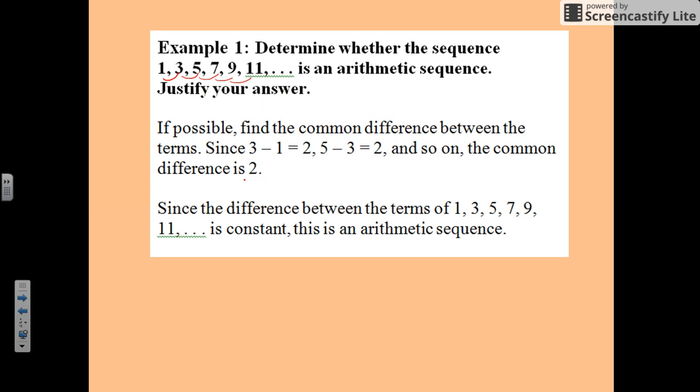So here's an example. In this case, there's a common difference of 2. And so yes, this is an arithmetic sequence because it has that common difference.